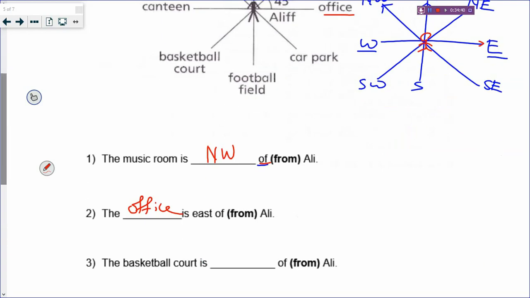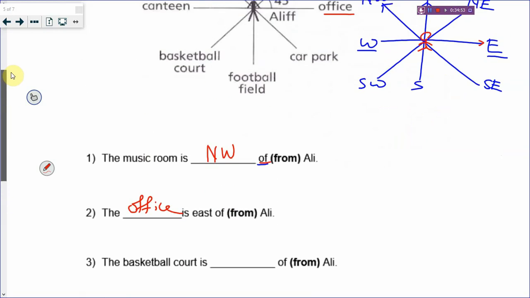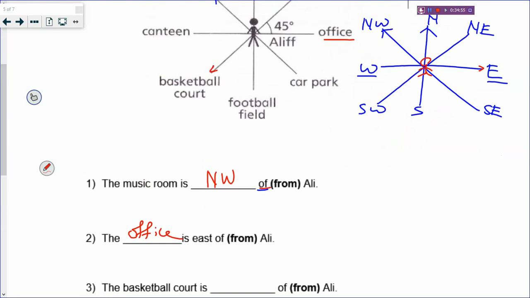Now let's look at a few more examples. The basketball court is what of Ali? So you start from Ali, all right? You always start from Ali, and you go to the basketball court. What direction is that? So you look at the basketball court, which is here. So from Ali, he wants to go to the basketball court. So which direction must he go? He has to go in the southwest direction. So the basketball court is southwest of Ali.